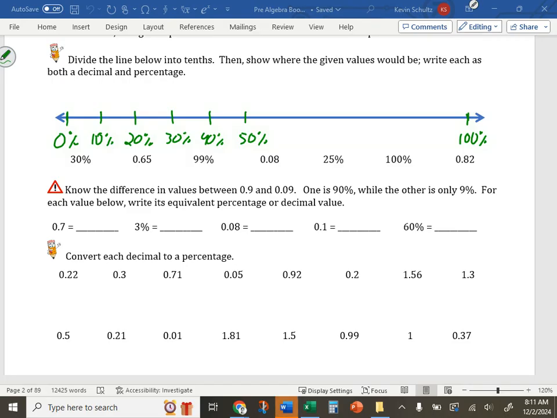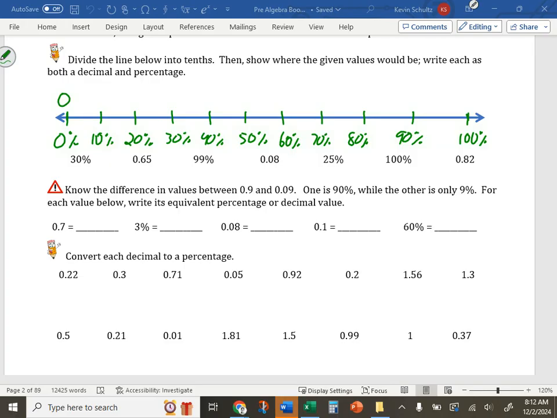And then on the right side of 50, we're going 60, 70, 80, 90, and then up to 100. So 60%, 70%, 80%, 90%, and then we have 100%. Okay? And then up top, we're going to write the decimal values of each of these. So 0%, its decimal value would just be 0.